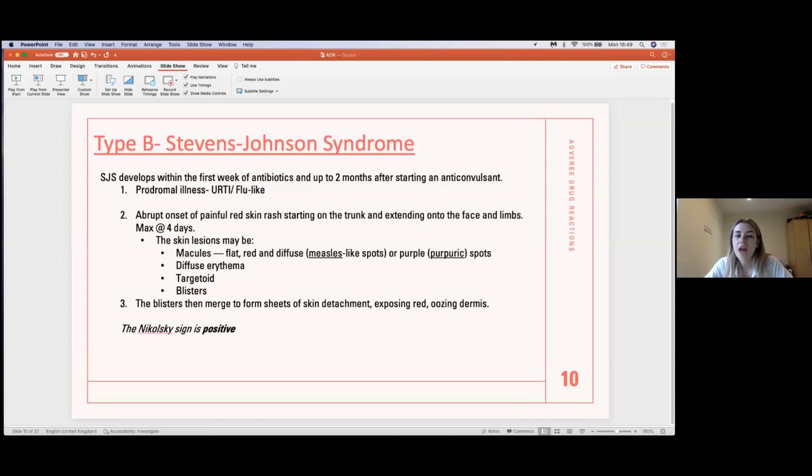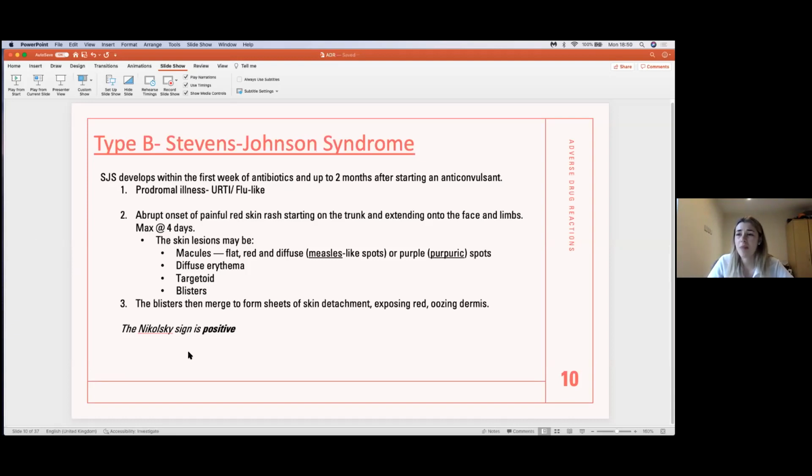You could also get targetoid patches. It almost looks like a dartboard, so you get a central red dot and then a ring of red around it. So these are called targetoid patterns. You'd also see blisters, and these would be flaccid blisters, so when you touch them, they'd be quite flaccid, they wouldn't be tense and they wouldn't be under a lot of pressure.